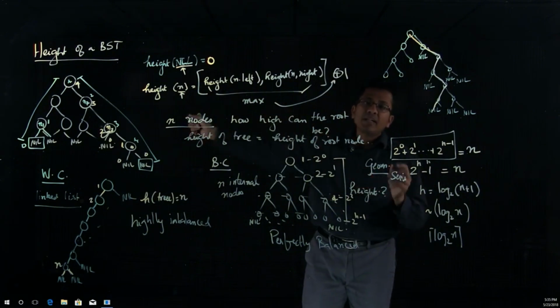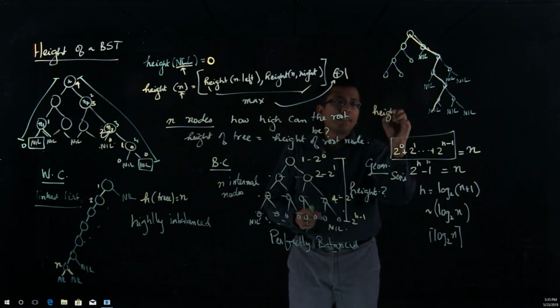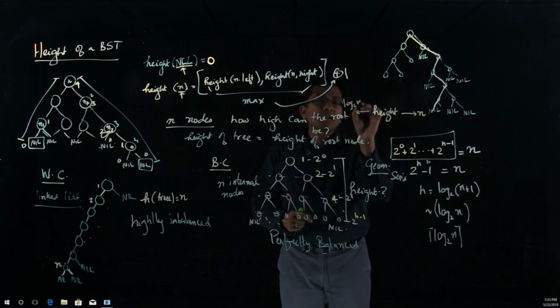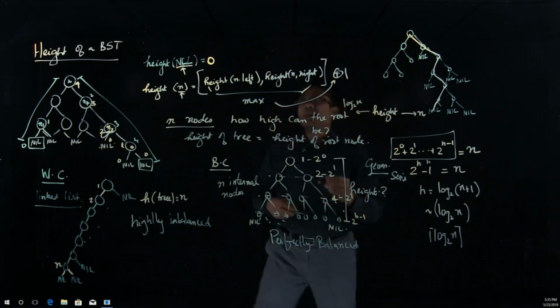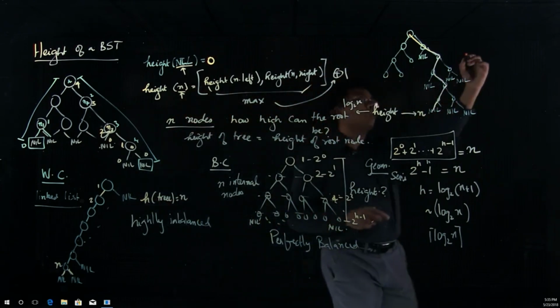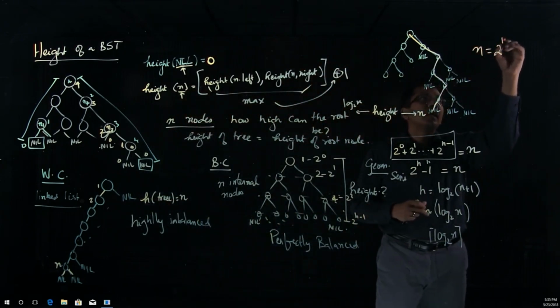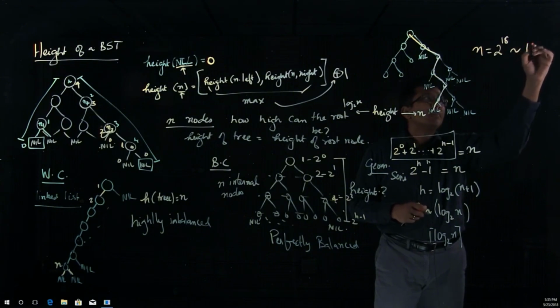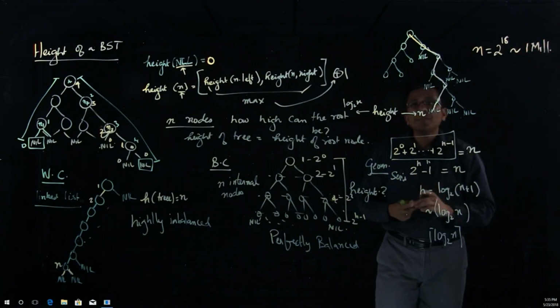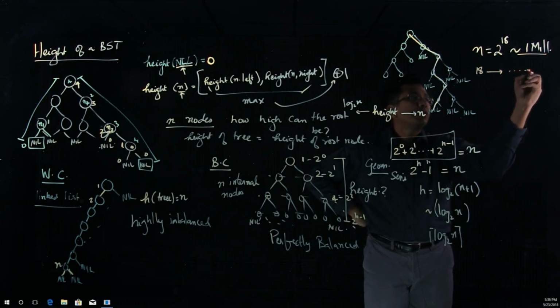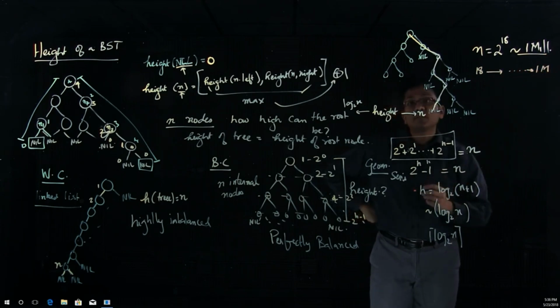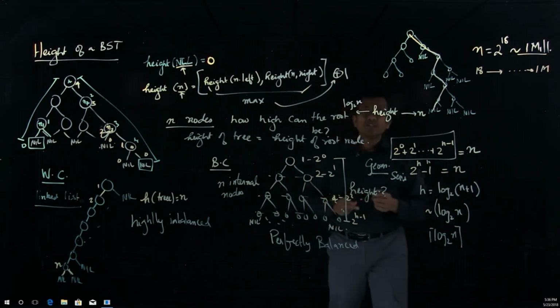So there is a sliding scale where the height of the tree in the worst case can be n, and in the best case can be something like log n, which is a big range. For example, if you insert n equals 2 to the power 18, which is roughly 1 million nodes, the height can range from about 18 in the best case to about 1 million in the worst case. This is an amazing range of heights.